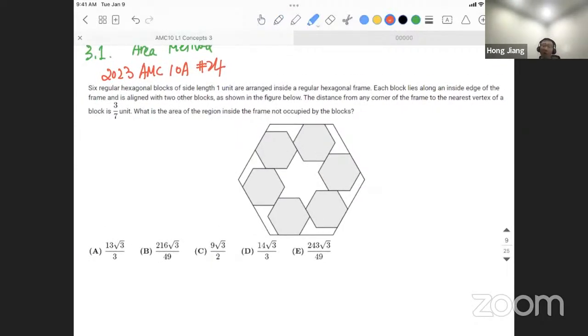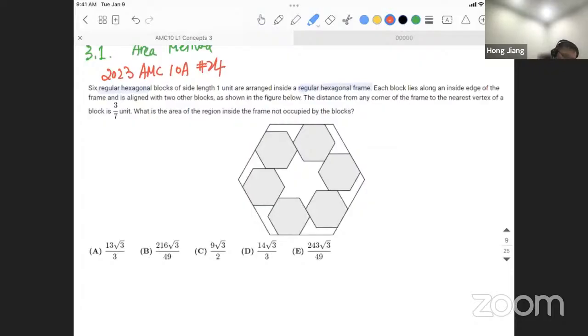Follow me: whenever we read a problem, let's try to highlight the most important things. Six regular hexagon blocks of side length 1 unit are arranged inside a regular hexagon frame. You have a big regular hexagon frame and six little pieces inserted in the middle. Each block lies along the inside edge of the frame and is aligned with the other two blocks as shown in the figure. You see they're squeezed very tight, one after another.